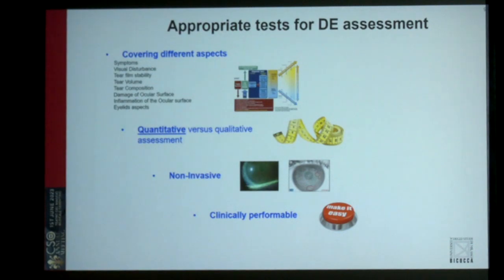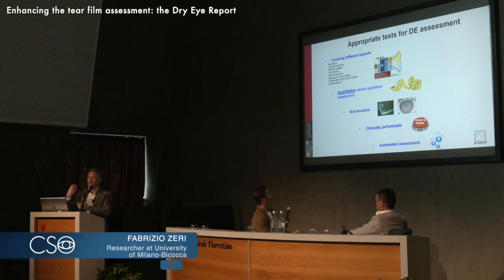Some of these tests are not performable at all, and so we should use something that can be done by a clinician, and also something that could be automated. In my second talk, I'm talking about the automatic non-invasive breakup time, and one of the questions is: is it reliable or not? Is the human clinician better at quantifying the non-invasive breakup time, or the machine?